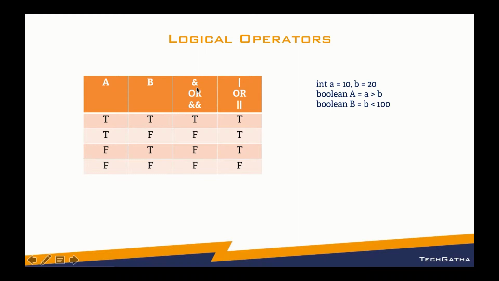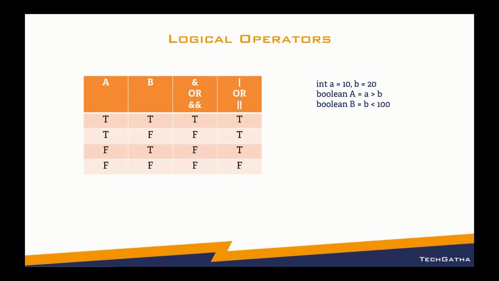Now when it is AND, that means both the conditions need to be true. Only then is the output true. If any one of the values is false, then for the AND operator, the output is false. The OR operator works if any one of the values is true. So here you can see we have true, true, true, so the output is true. And because both of them are false, the OR operator returns false.